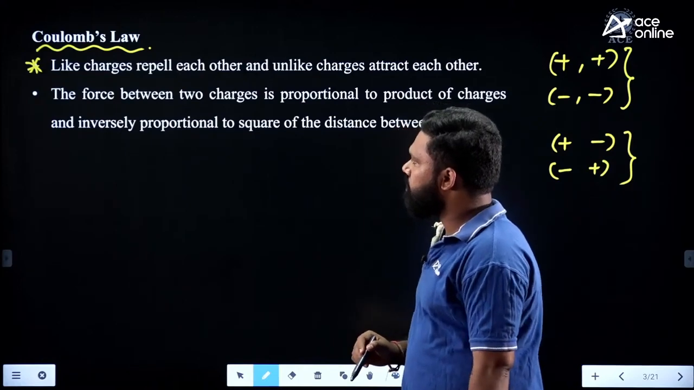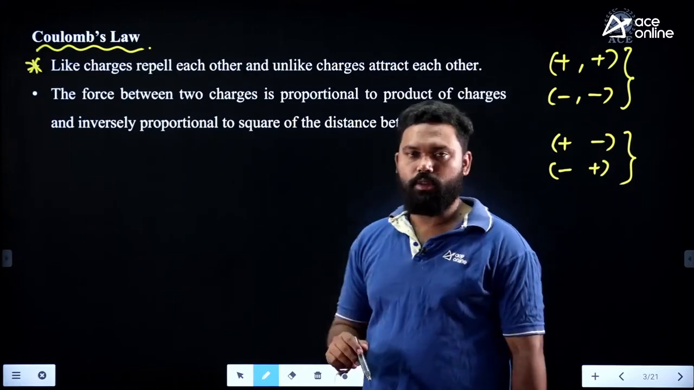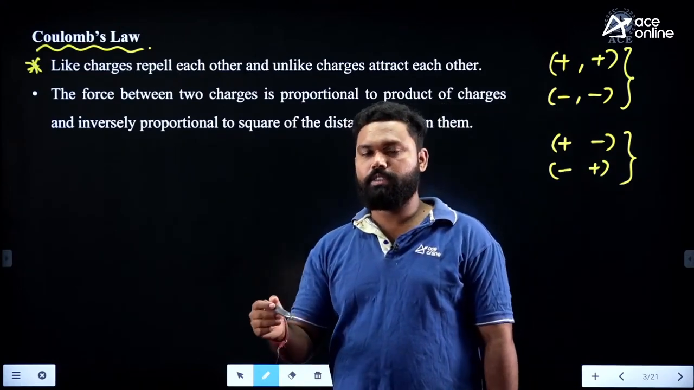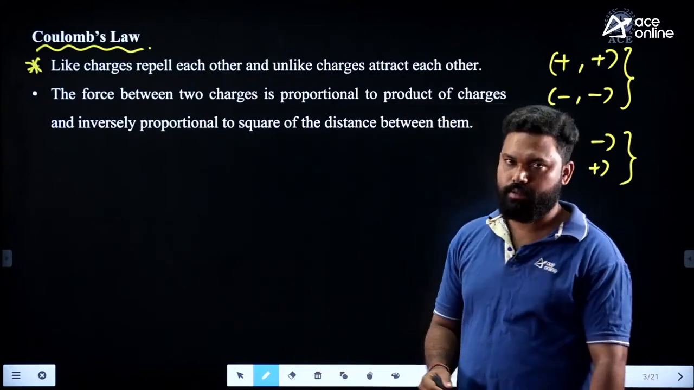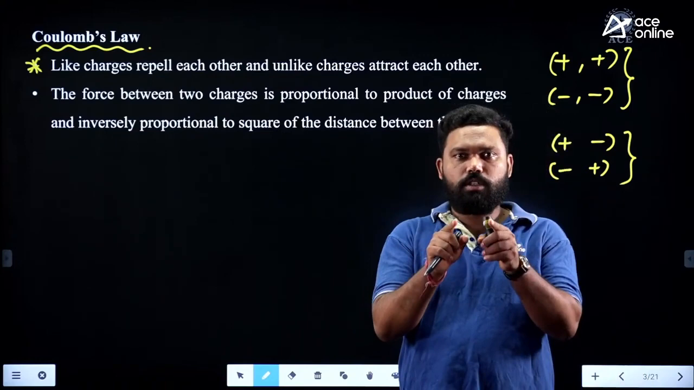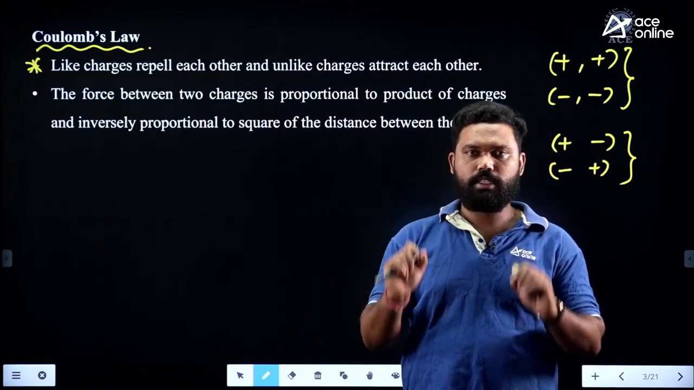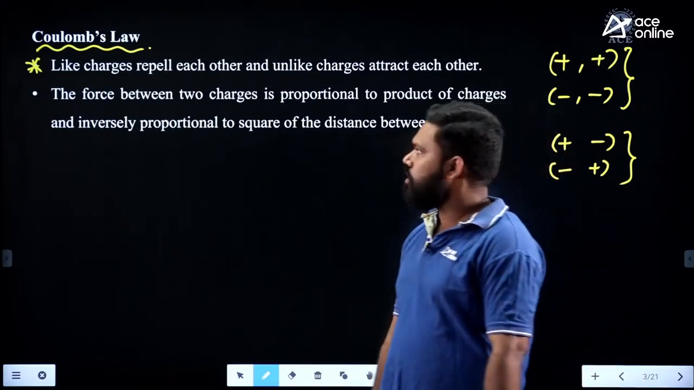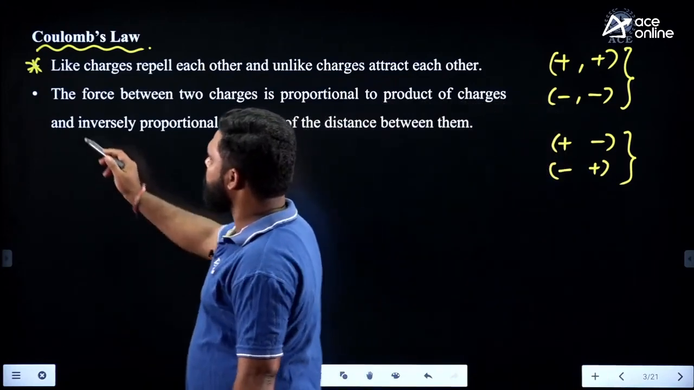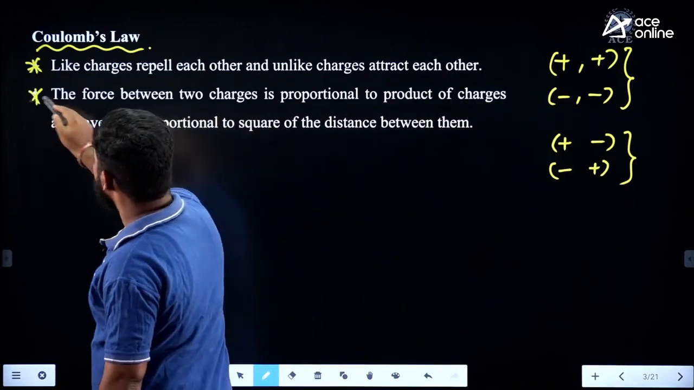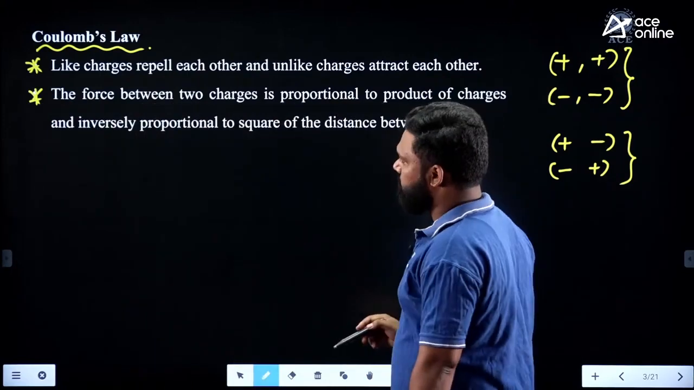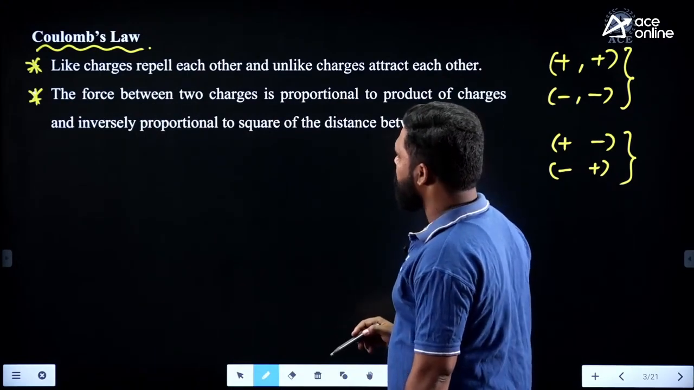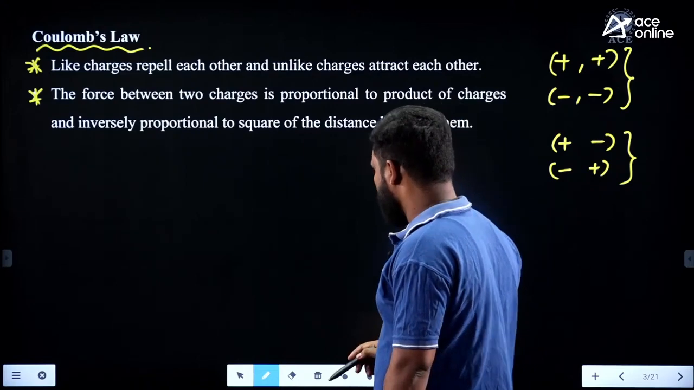And what is the second one? There is an experimental result. Experimentation was done by Coulomb himself, and he has given some experimental results. Coulomb's law talks about the nature of the force between the two charges. What is the nature of the force between the two charges? The force between two charges is proportional to the product of the charges and inversely proportional to the square of the distance between them.